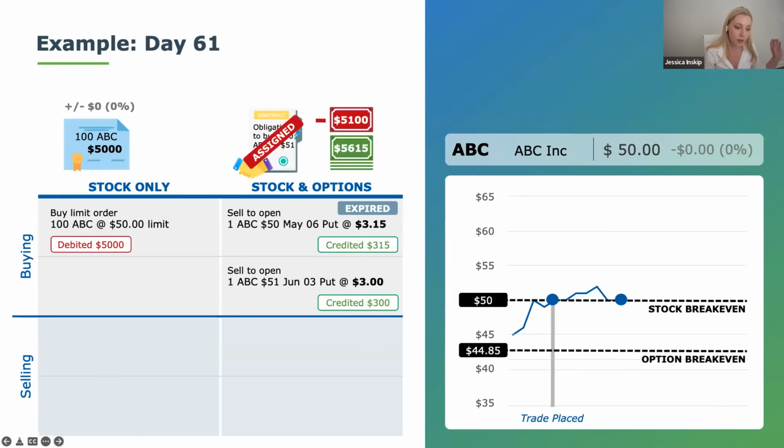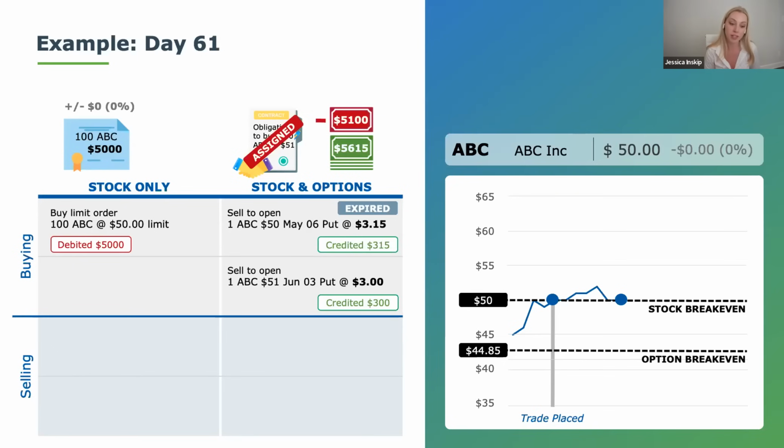All right, so going to day 61, which we're going to call June 3rd, ABC went down. So we were wrong about our price targets, but that's okay. Both the stockholder and the stock and options holder want to own the security. So keep that in mind. I'm bullish on ABC. This is a stock I want to own. The stockholder is buying it. The stock and options holder is selling puts in order to kick in the obligation to buy it.